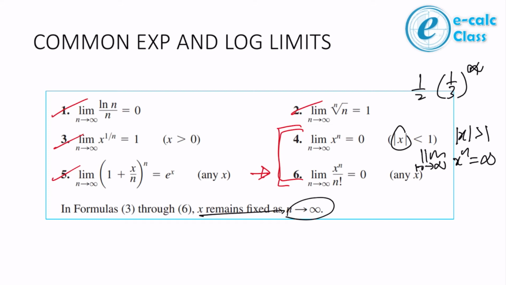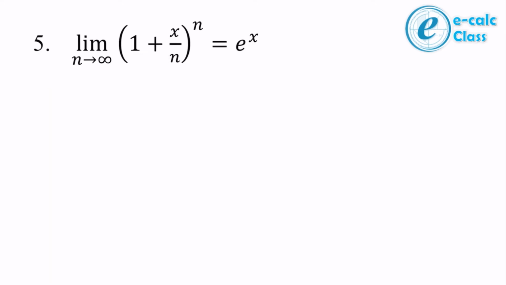Now we'll do number 5. If you notice, this is actually the definition of the exponential, isn't it? But never mind, we are just going to prove it very quickly. Can you use L'Hopital's rule directly? No, right? Because if you put in infinity, x over infinity is 0, then to the infinity, so you have 1 to the infinity, which is also indeterminate. So you cannot use L'Hopital's rule. Hence, we can't do this.